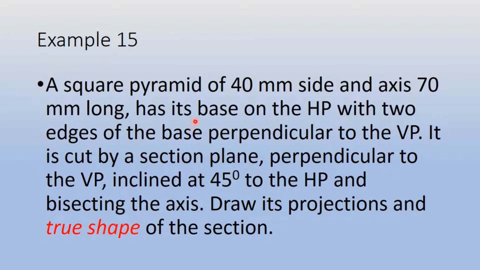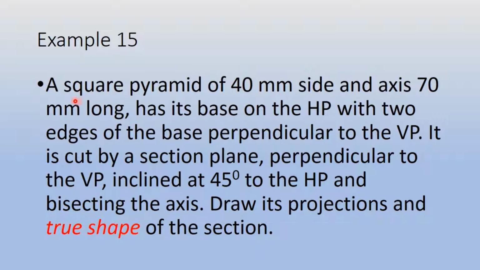Example 15. A square pyramid of 40 mm side and axis 70 mm long has its base on the HP with two edges of the base perpendicular to VP. It is cut by a section plane perpendicular to VP, inclined at 45 degree to the HP, and bisecting the axis. Draw its projections and true shape of the section.